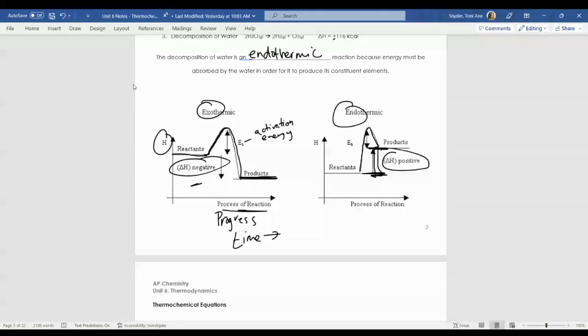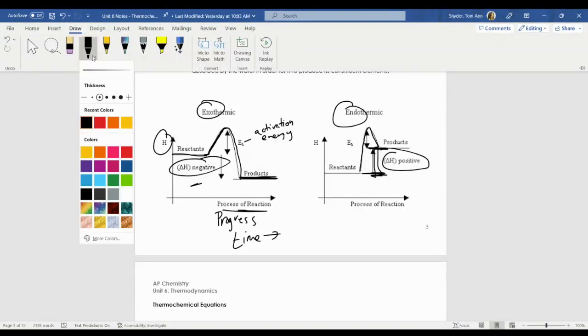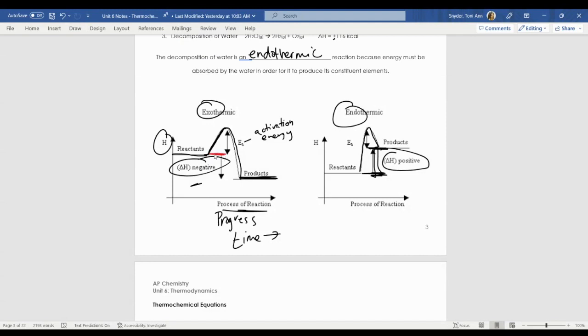So all we have to look at, let me get a different color here to represent this, is the difference from your reactants to your products. That's going to tell me my delta H. Depending on if my reactants is greater or less than the products tells me if it's negative or positive. We're going to work more with this throughout this unit as well. Just wanted to introduce this here to you now.